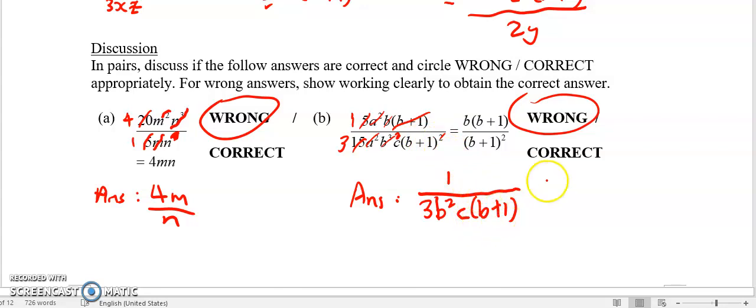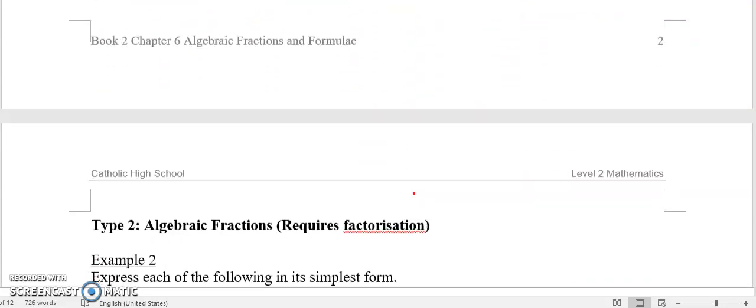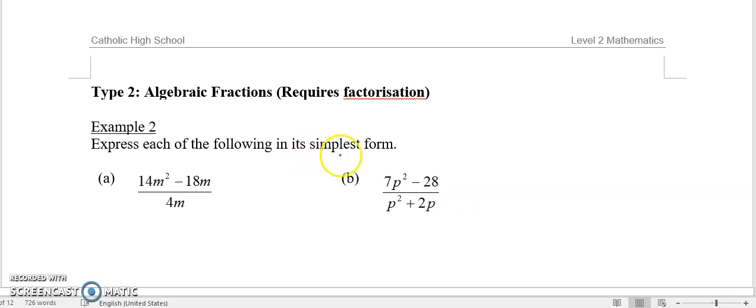Alright, that's the end for the first page of 6.1. Okay, I will continue in the next video for type 2 questions, also under 6.1. Alright.